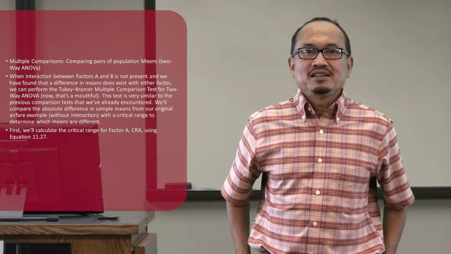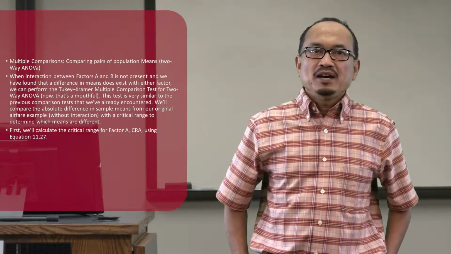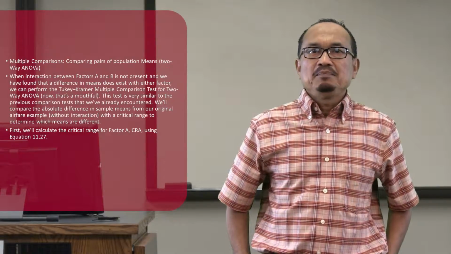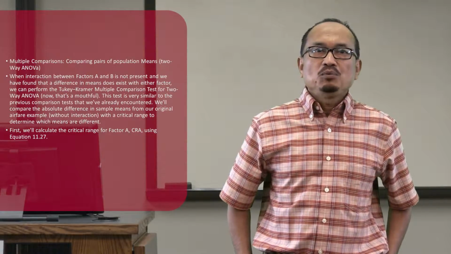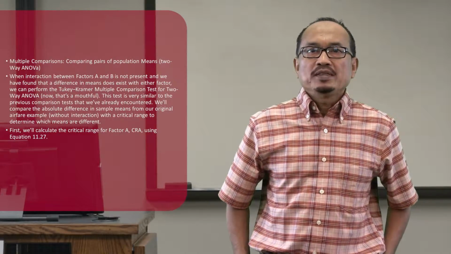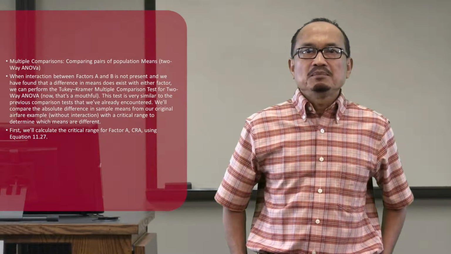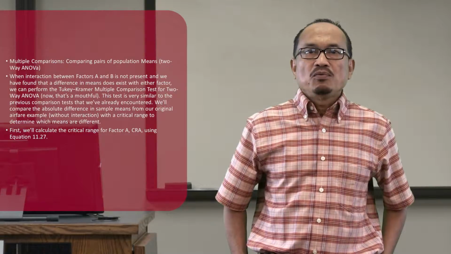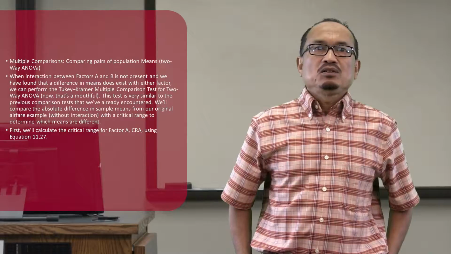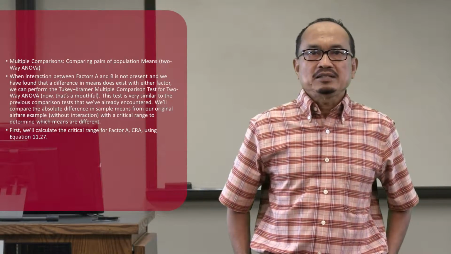Multiple comparisons. Comparing pairs of population means, two-way ANOVA. When interaction between factor A and B is not present, and we have found that a difference in means does exist with either factor, we can perform the Tukey-Kramer multiple comparison test for two-way ANOVA. This test is very similar to the previous comparison test that we have already encountered.